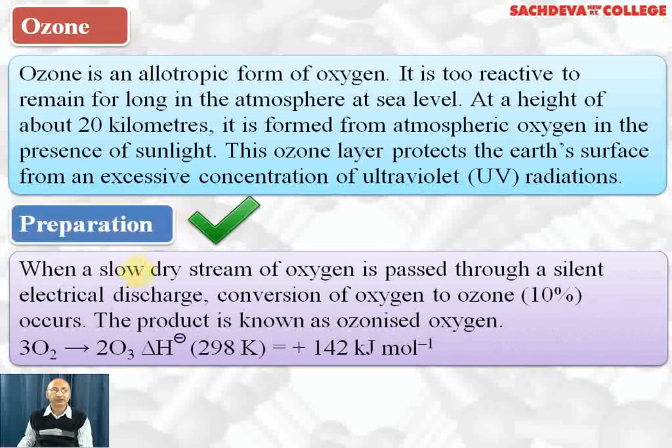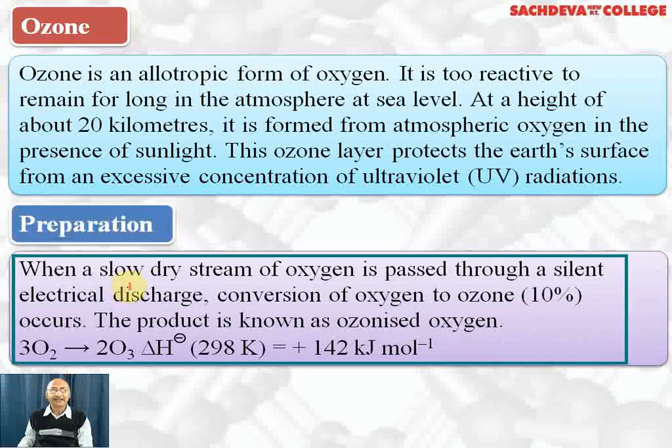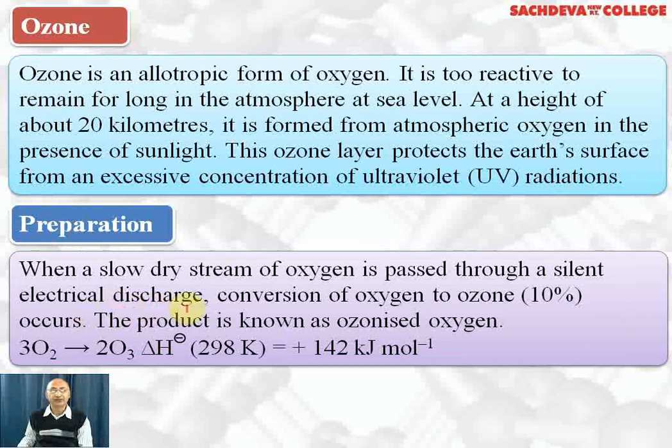Preparation of ozone: when a slow dry stream of oxygen is passed through a silent electric discharge. Silent electric discharge means sparkless, because if it is not sparkless then the ozone will get decomposed. Conversion of oxygen to ozone is 10% and the product is a mixture of oxygen and ozone. We call it ozonized oxygen. Delta H is plus 142 kilojoules per mole, which clearly shows that the process is endothermic.